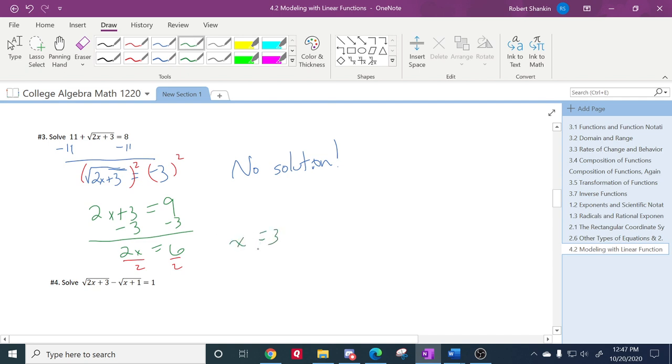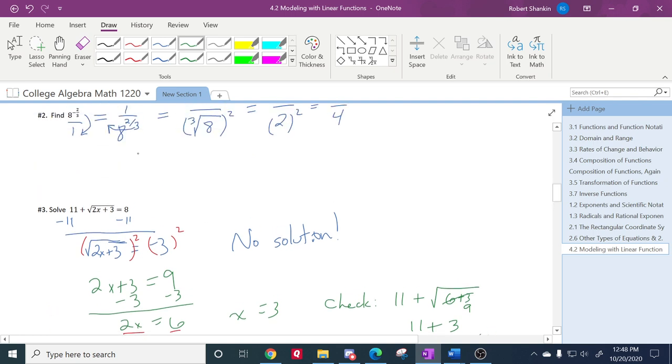What would save us would be that we would check our work. Remember, checking is mandatory with these when they have square roots. 11 plus the square root, now it's going to be 6 plus 3, and that's 9. And 11 plus the square root of 9 is 3, is 14, and 14 does not equal 8. So then we would say, you have to throw out the solution. So it doesn't check.